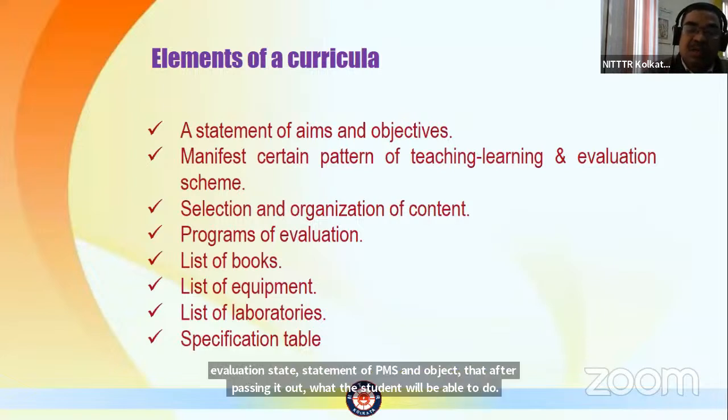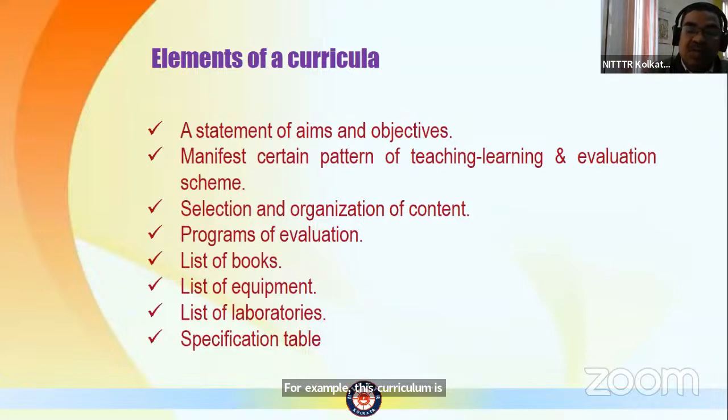For example, this curriculum aims that after passing out, the student will be able to engage in such and such work. They will be able to engage in different related industries as a supervisor, a technician, a junior engineer, or a maintenance engineer. Or maybe the student will be engaged as an entrepreneur. You have to mention that in the curriculum itself.